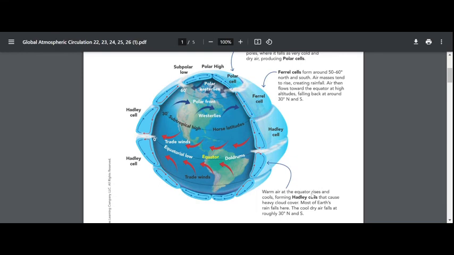Warm air at the equator rises and cools, forming Hadley cells that cause heavy cloud cover. Most of Earth's rain falls here. The cool, dry air falls at roughly 30 degrees north and south.